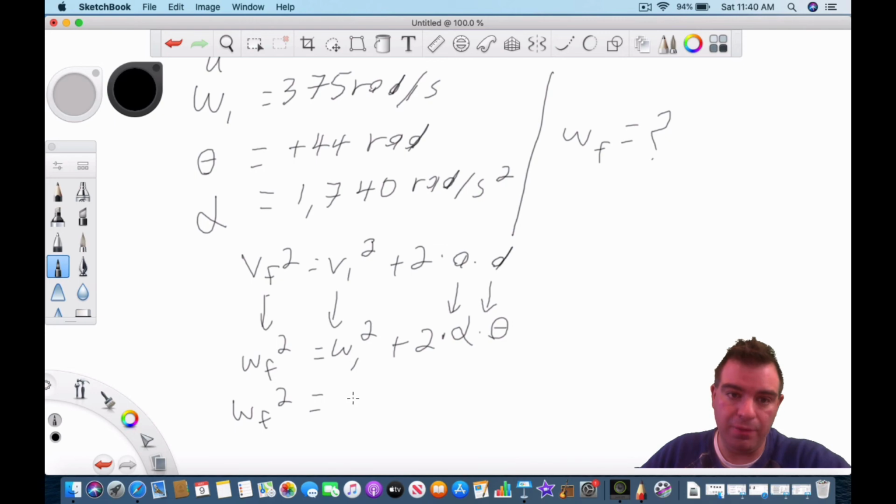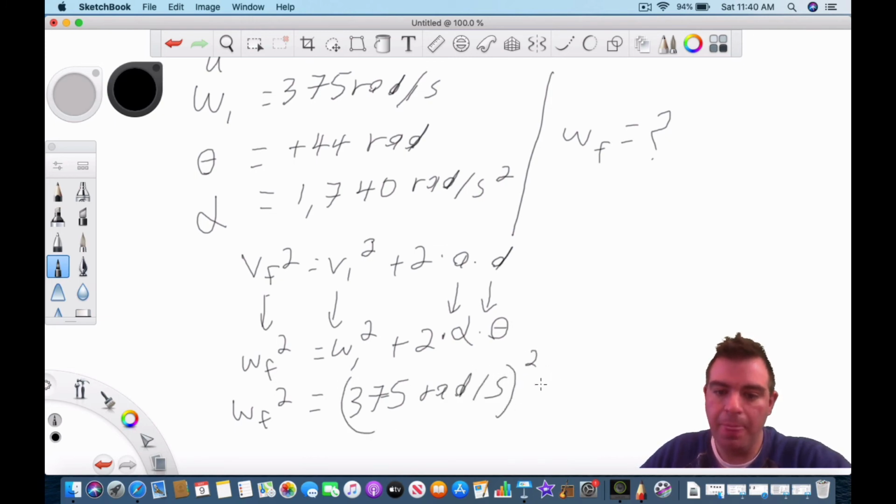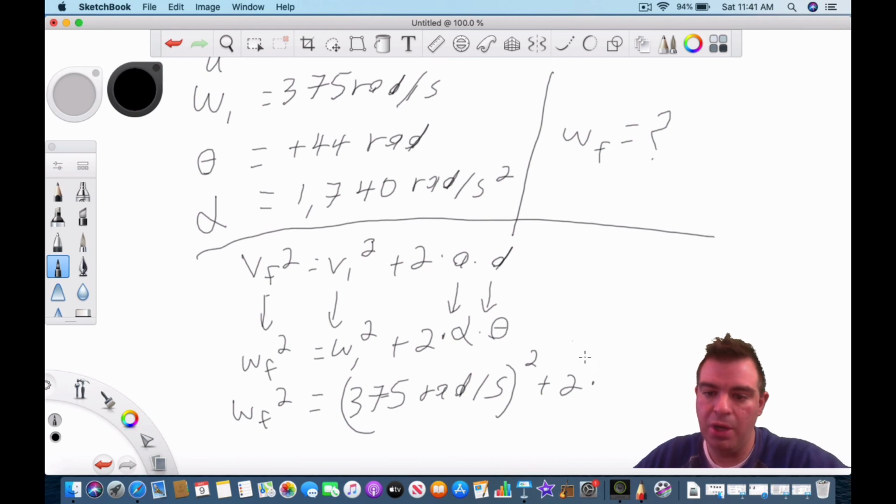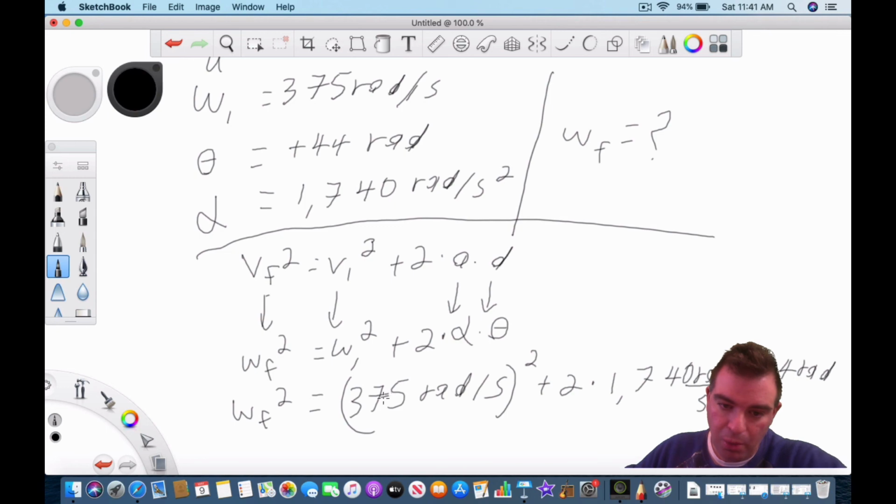Our initial velocity is going to be positive 375 rad per second, and please do not forget to square that. Plus 2 times the acceleration. The acceleration is given by this value right here, 1,740 rad per second squared, times the distance, the angular displacement, which is simply 44 rad. So now, when we square this, and add it to the double of the acceleration times the angular displacement, finally we take the square root right over here.